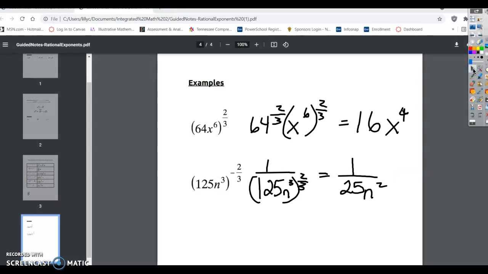So these are some examples of properties of exponents. It just takes some practice to get used to them, but if you use the properties, they shouldn't be too bad. If you have any questions, let me know.